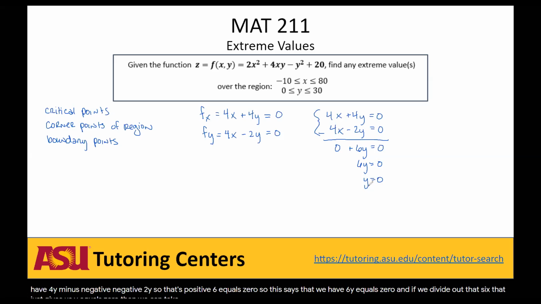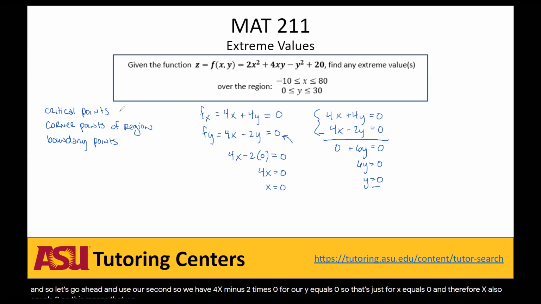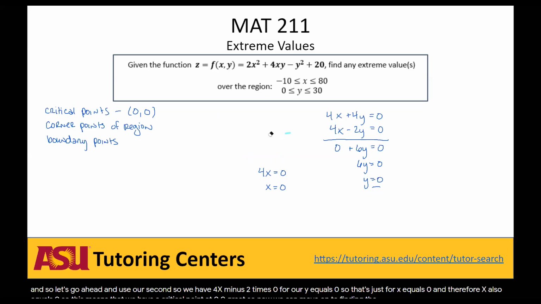Then we can take our y value and substitute it back into one of these two equations to find the corresponding x. Let's use our second. So we have 4x minus 2 times 0 for our y equals 0. That's just 4x equals 0, and therefore x also equals 0. So this means that we have a critical point at 0, 0. Great.